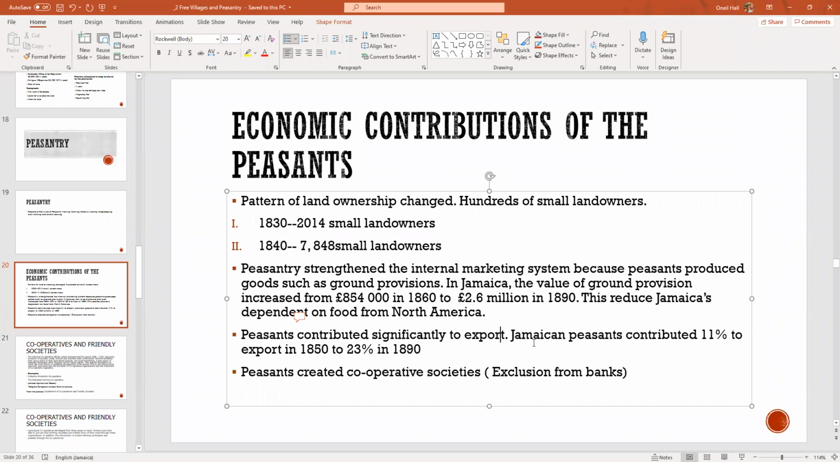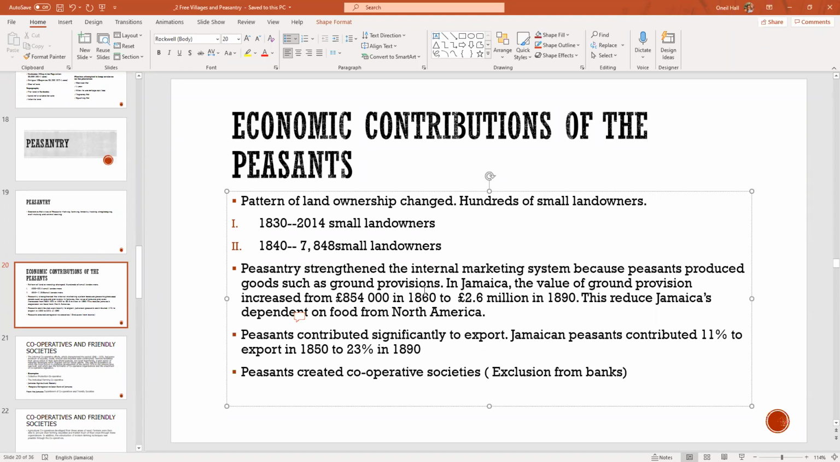And so they established markets. They are going to the markets and they are selling ground provision. And so Jamaica is going to be less, and other Caribbean countries going to be less dependent on food from overseas, more so North America.